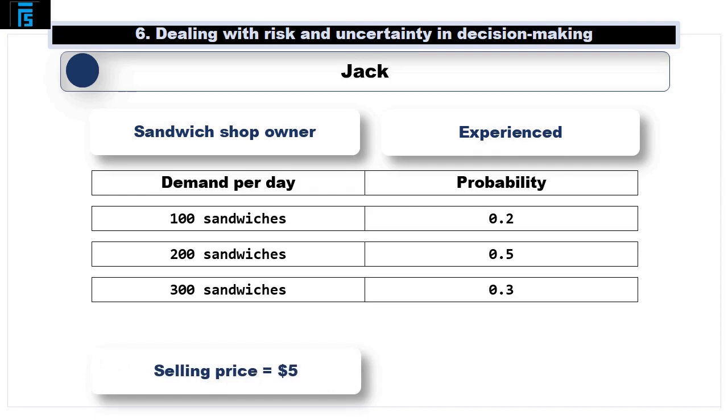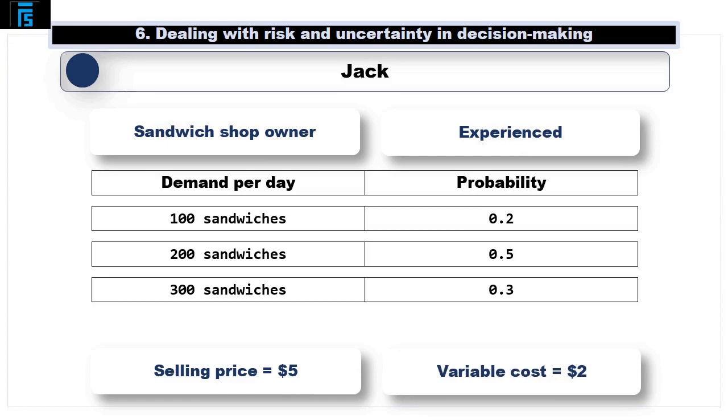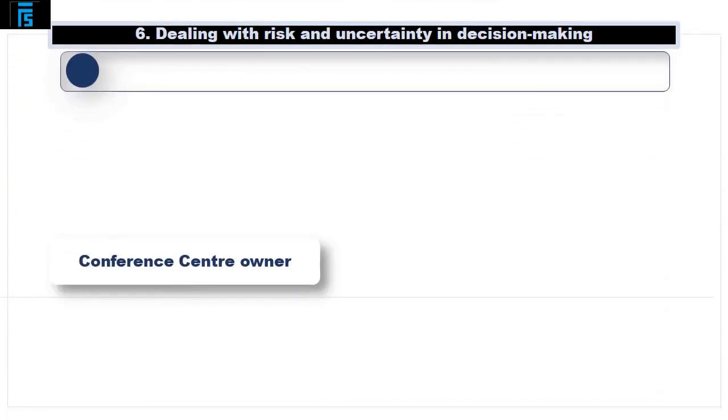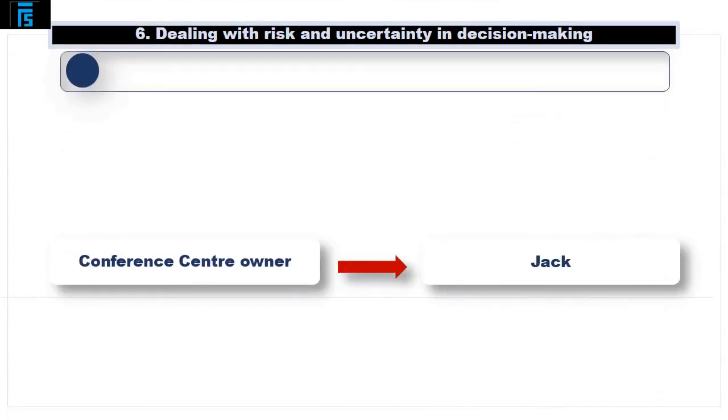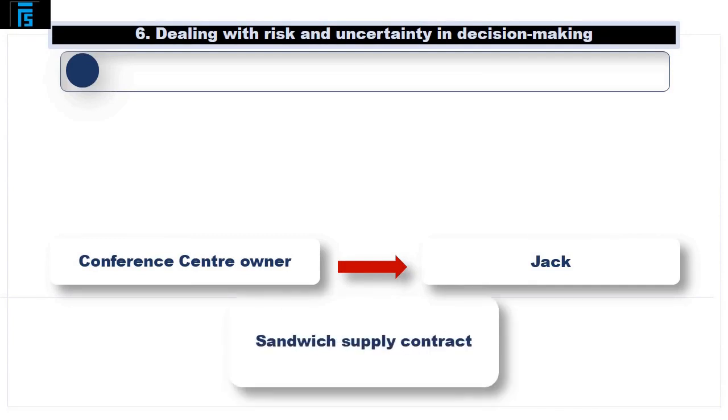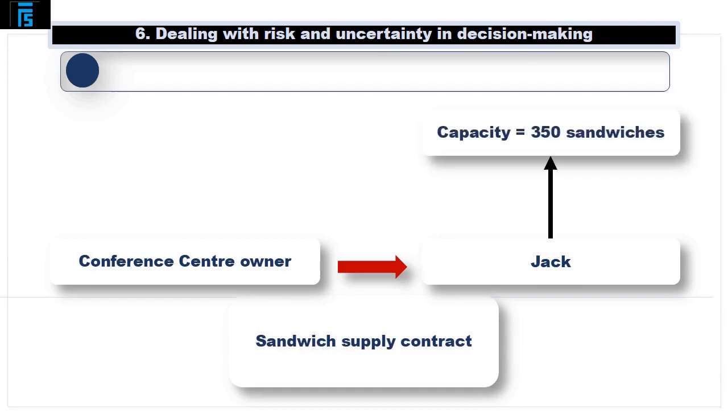Jack sells sandwiches for $5 each, and they have a variable cost of $2 associated with them. The owner of a local conference centre calls in to see Jack and offers him a contract to supply sandwiches every day. Jack is interested as he thinks that he has a total capacity to make up to 350 sandwiches a day in his shop and would welcome the chance to use up any spare capacity with a regular contract. To help the conference centre plan, Jack must sign a contract for the definite supply of a certain number of sandwiches for delivery each day.